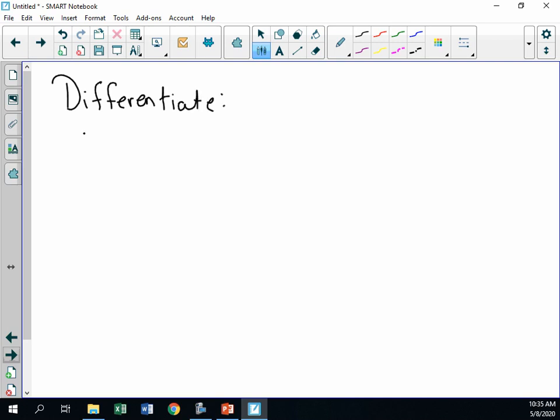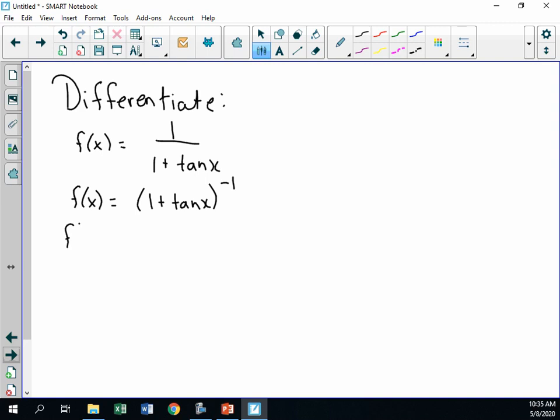Let's differentiate f of x is 1 over 1 plus tan x. For this one, what I would do is bring up that 1 plus tan x and make it negative 1. Then we have our chain rule. We bring down that negative 1, reduce our exponent by 1. Then we take the derivative of the inside. The derivative of 1 is 0, and the derivative of tan is secant squared x. Move that tan back to get negative secant squared x.